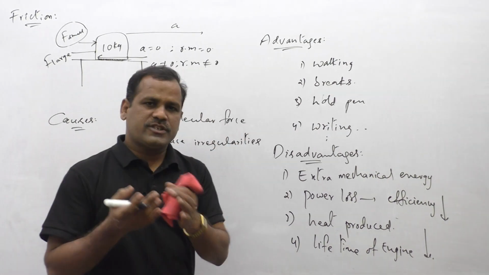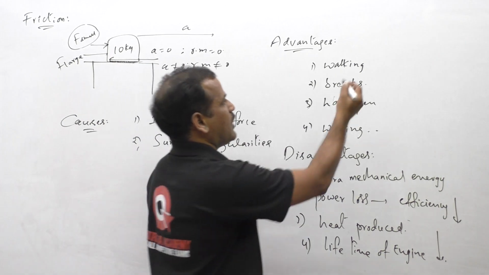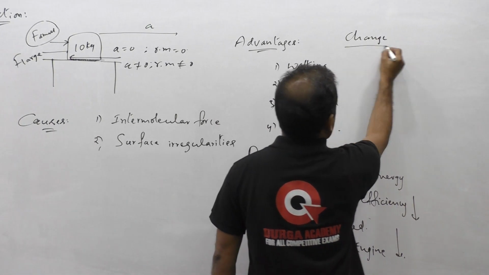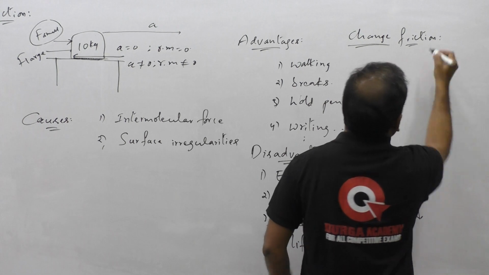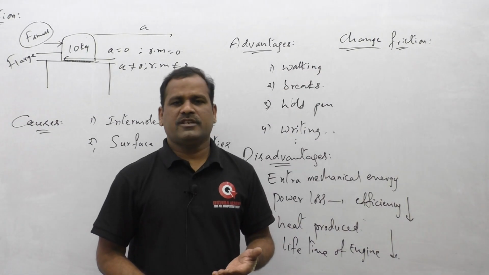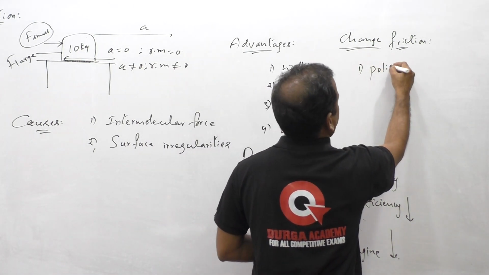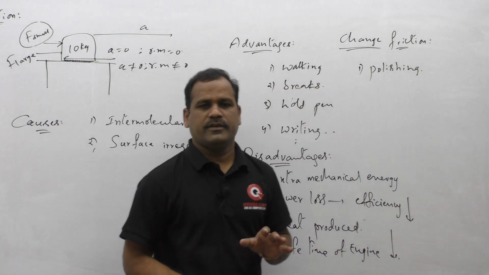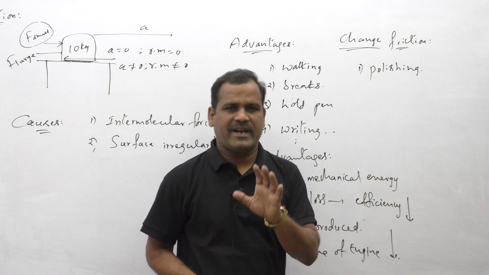And if you want to change the friction between two objects, what can we do? How to change the friction? We can change the friction by polishing the surfaces. So first we can consider that polishing decreases the friction, but up to some extent only. If you polish the surface, obviously friction will decrease, but up to some extent only.